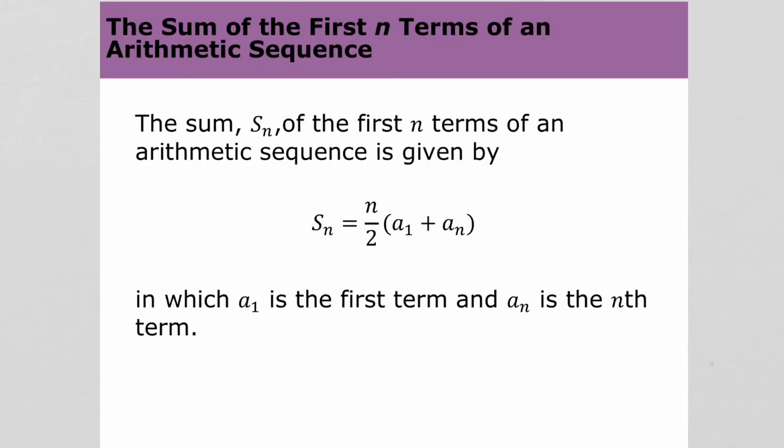Another thing you need to know is the sum of the first n terms of an arithmetic sequence. So if there's 4 terms, what would the sum of those 4 terms be? This is a formula you can use for that. S sub n, S stands for sum, and n is however many terms you're wanting to sum. So S sub n is n over 2 multiplied by a sub 1, the first term, plus a sub n, whatever your last term is going to be.